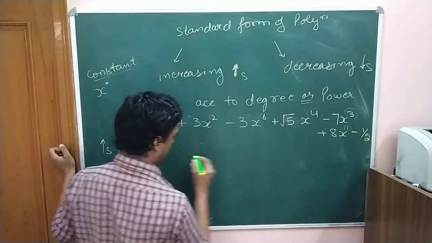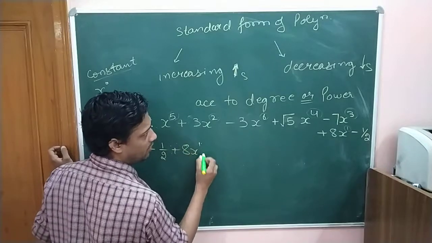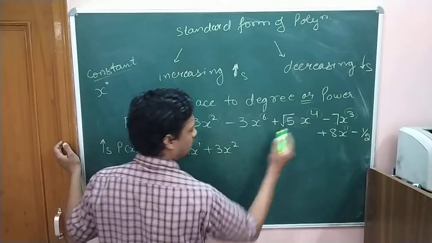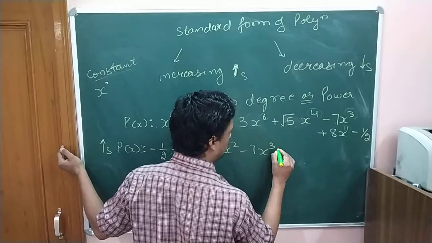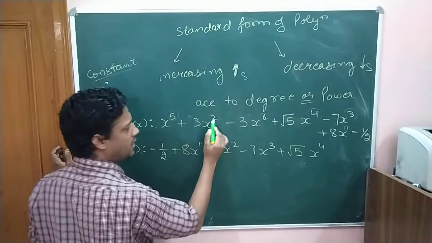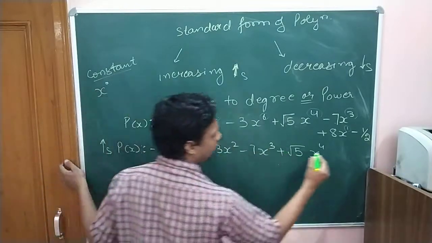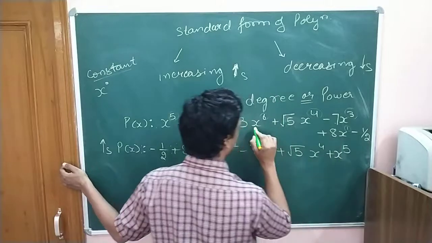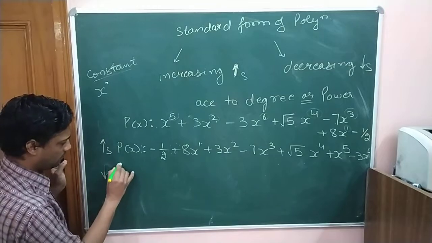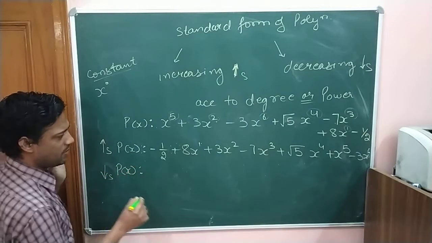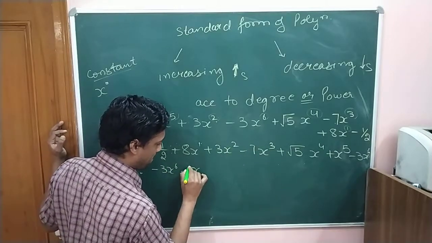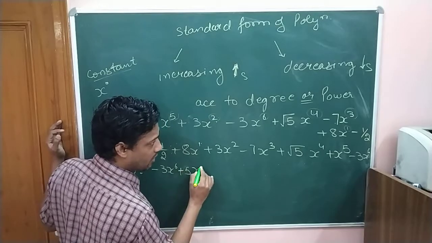Now next power 1, x^1. Next x^2. It means write the polynomial in increasing order according to the degree or the power. Now 4, next 5, next 6. Now what is decreasing order? Decreasing order means write first of all the highest power. It will reverse this. Reverse this polynomial.